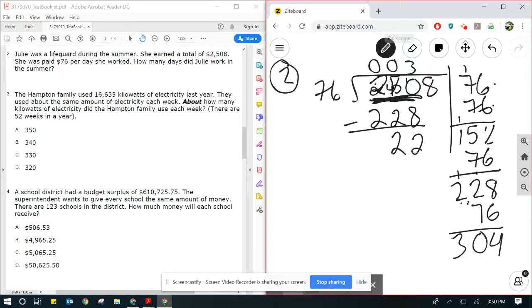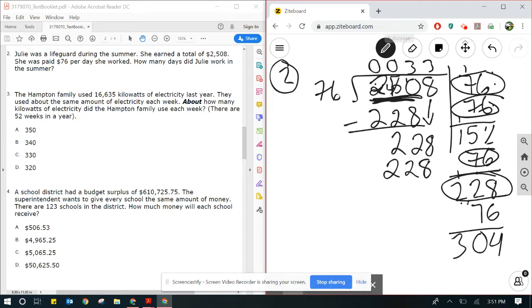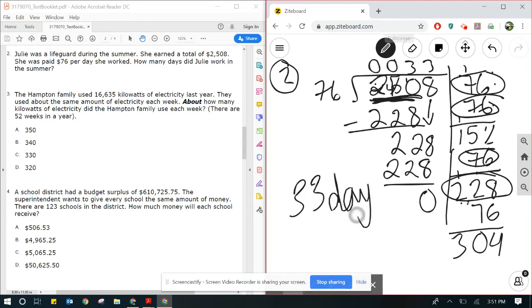So that's 228. I bring this 8 down. 228. That's perfect. I love this type of problem. So I directly have 228 right here. That's going to be another 3, and that's 1, 2, 3 76s. So 3 times 76 is 228. I subtract, I get 0, so my answer is 33 days.